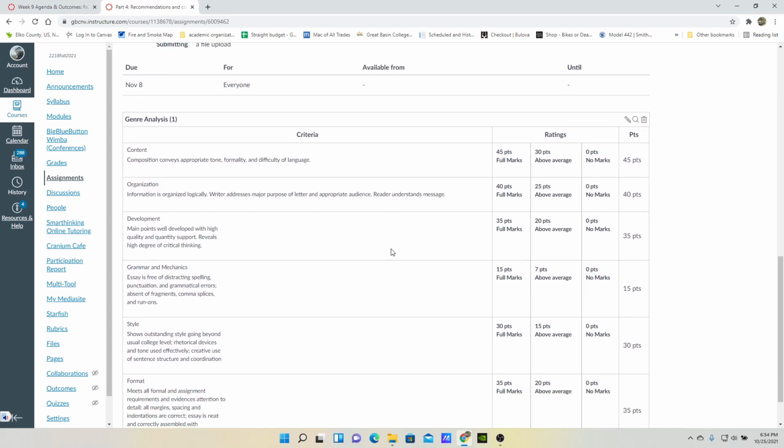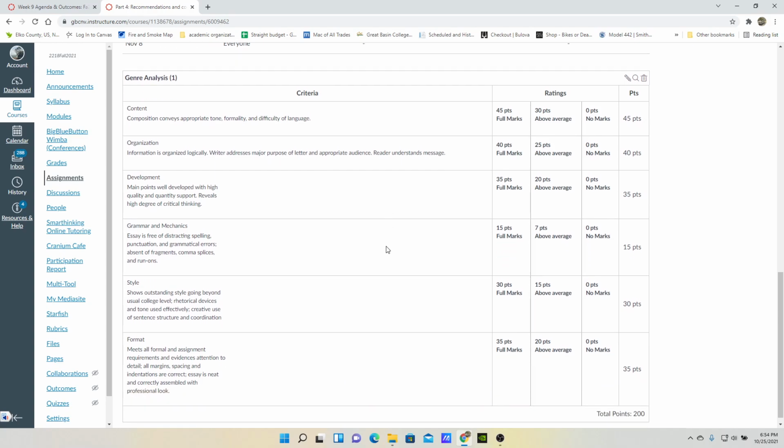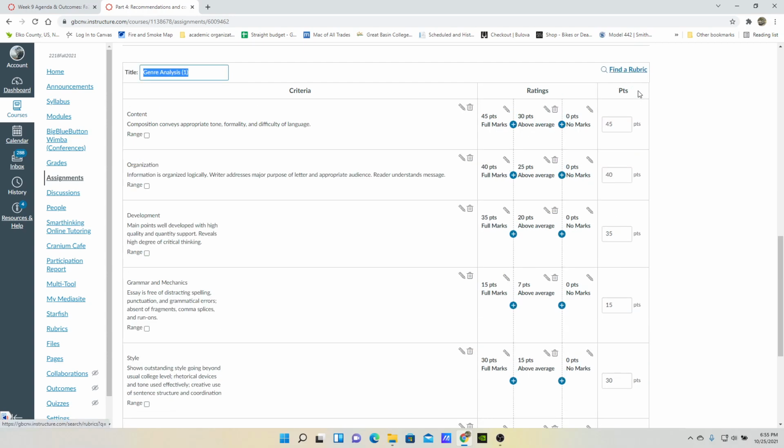The development is main points well developed with high quality and quantity support and reveal a high degree of critical thinking. Grammar mechanics is that the essay is free of distraction, spelling, punctuation, and grammatical errors, absent of fragments, comma splices, and run-ons. Style here, it says shows outstanding style going beyond usual college level. And then format, you can read these. So when you're doing the peer review, and I need to change the point total here. So let's do this.